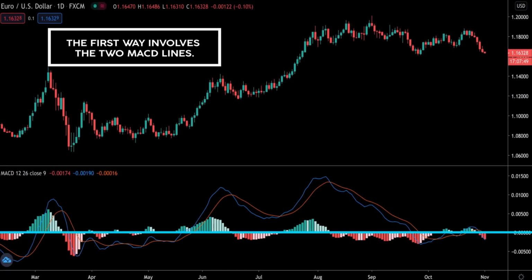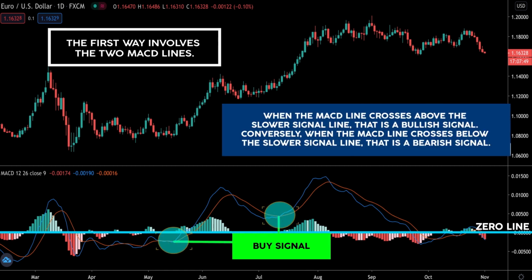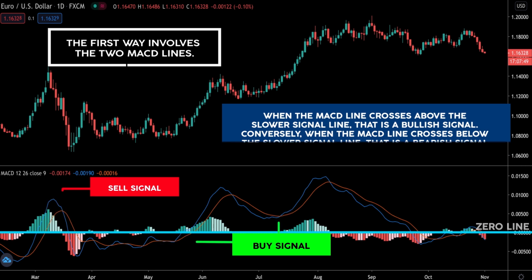The first way involves using the two MACD lines. When the MACD line crosses above the slower signal line, that is a bullish signal. Conversely, when the MACD line crosses below the slower signal line, that is a bearish signal. Think of it like a typical moving average crossover.